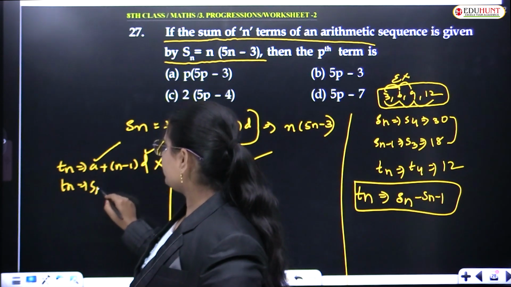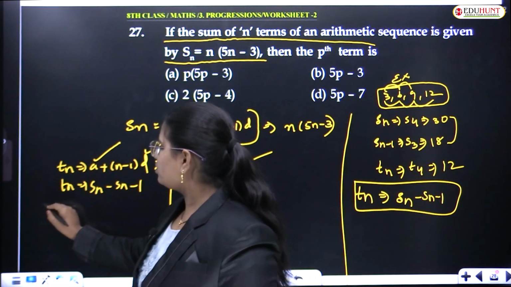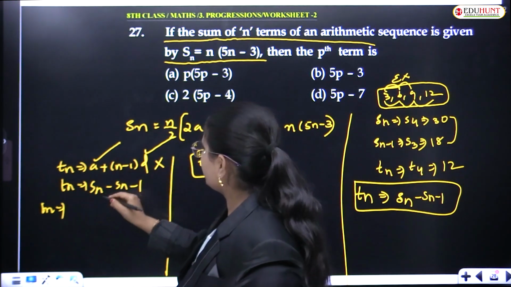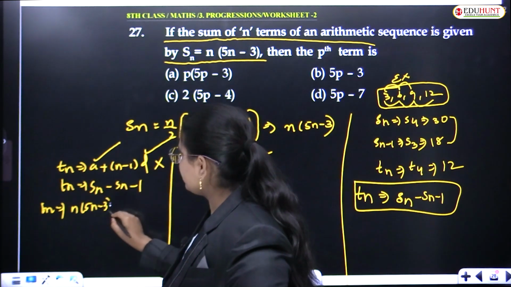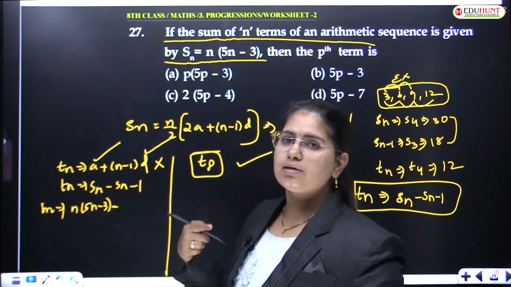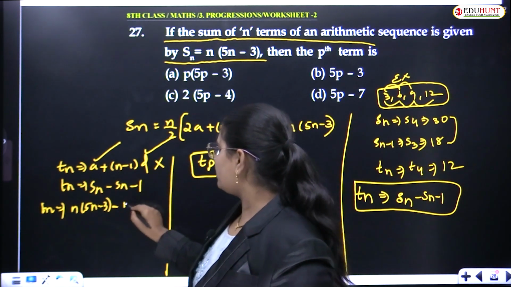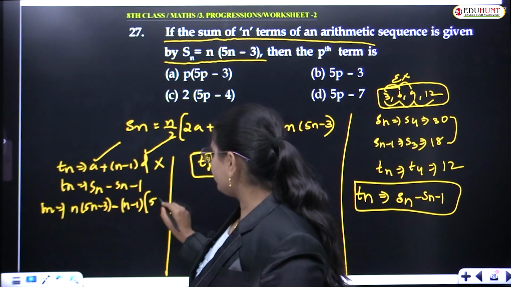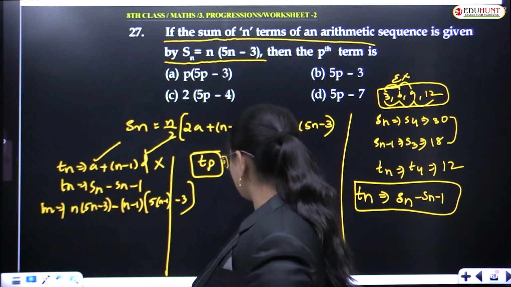So Tn is equal to Sn minus Sn minus 1. Correct. So Tn is equal to, what is Sn? Which is already given. What is the value? n into 5n minus 3, minus, what is Sn minus 1? You need to replace n with n minus 1, correct? So n minus 1 into bracket open 5 into n minus 1, and this is minus 3, bracket close.